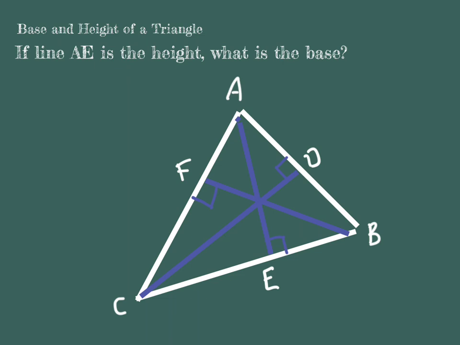Now, this one's the opposite. It's saying if line AE is the height, what is the base? So let's draw a line on AE. That is the height. So I need to find the right angle that's going off that line. Is there a right angle there? No. Is there a right angle there? No. So this and this cannot be the base. These two lines are going through it. That means this line, CB, must be the base. And that's where reading the question is important.